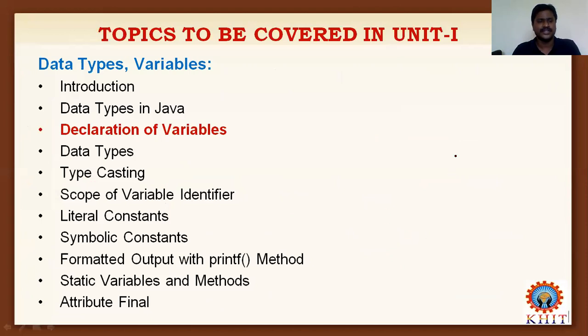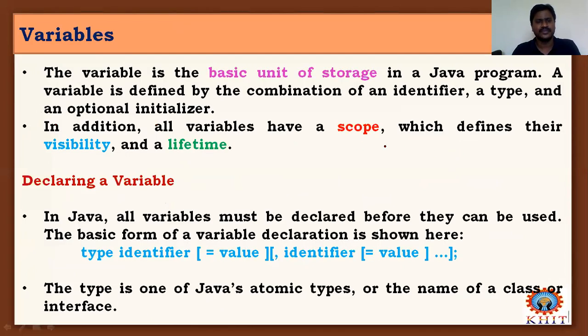Next one, declaration of variables. We know that to organize data in our programs, we need to define variables of different types. The variable is the basic unit of storage in a Java program. Generally, we store some type of values in variables, and a variable is defined by the combination of an identifier, a type, and an optional initializer. And we know the way of defining variables.